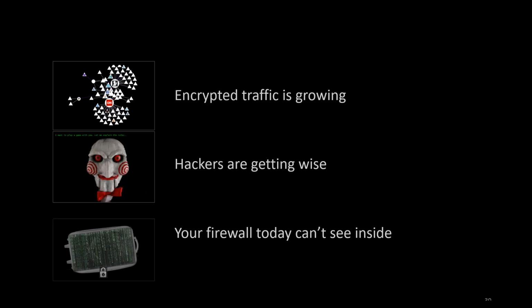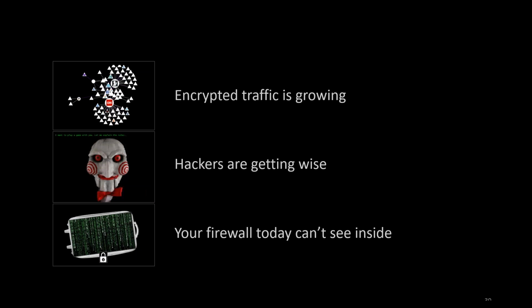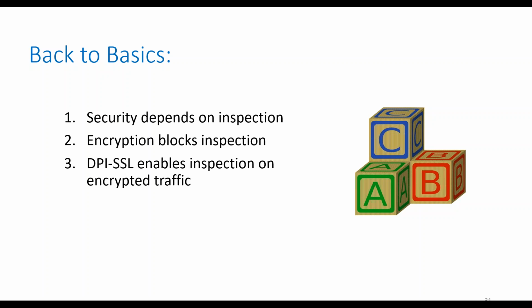The logic chain is that security depends on inspection. Encryption is blocking that inspection by making the only people who can see it the person on the server end and the person on the client end, so the website and the web browser. We're at the point where you need to be able to look inside, and DPI-SSL enables inspection of encrypted traffic.